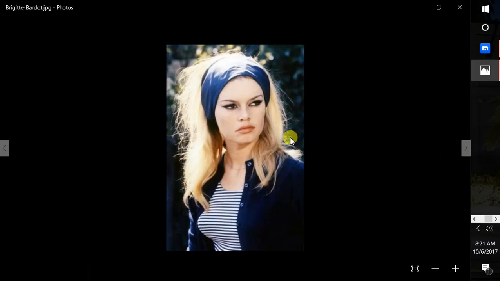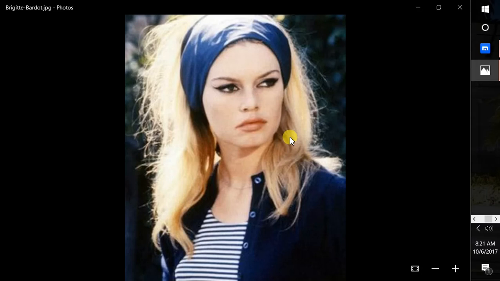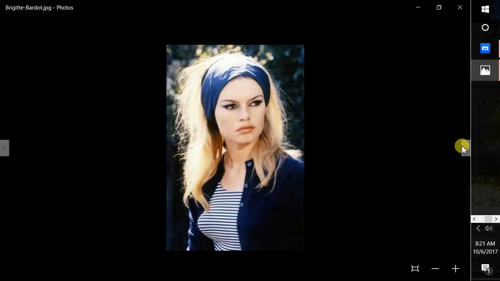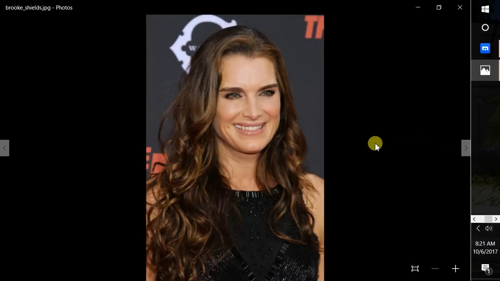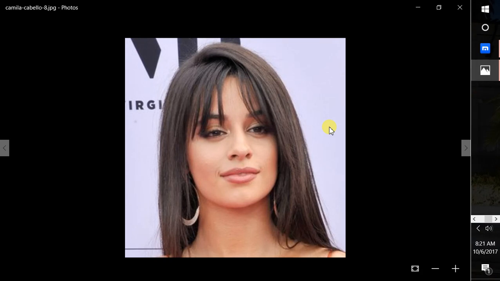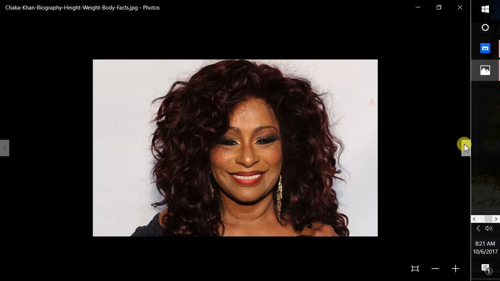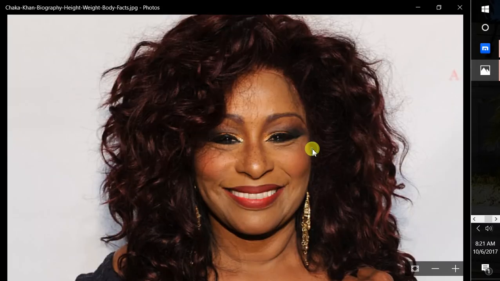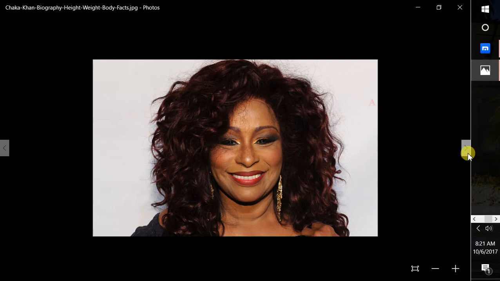Brigitte Bardot. Brigitte Bardot used to be an icon in the 60s, as they call them, but she is a female, no transgender. Brooke Shields. Brooke Shields is 100% woman, no transgender. Camila Cabello is popular right now, but she's 100% female, no transgender. Shaka Khan, 100% female, no trans. There's a lot of weird channels out there. We tell you that Shaka Khan is a man, but Shaka Khan is 100% female, no transgender. You don't have to believe us.